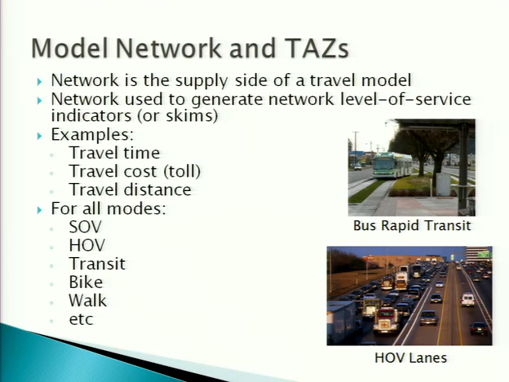I'm not going to talk too much today about network processes. I'll focus more on demand. But one of the things the network's used for is to generate level of service indicators. And so that's basically like travel times. From the travel network, we can get the amount of time it takes to get from one location to another, right? So the time to drive through the network or take a bus through the bus system.